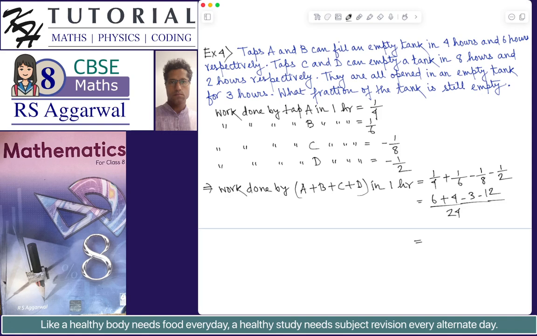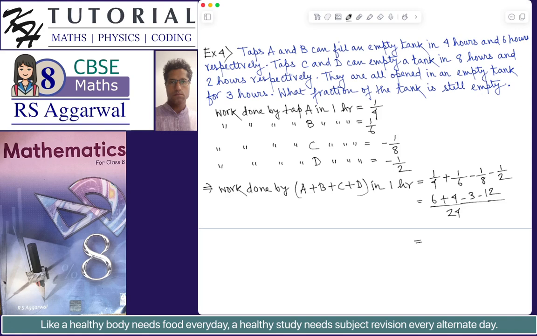So work done by A plus B plus C plus D in 1 hour is, let me quickly check if I am doing it correctly or not. Work done by A in 1 hour is 1 by 4. Work done by B in 1 hour is 1 by 6. Work done by C in 1 hour is minus 1 by 8. And work done by D is minus 1 by 2.